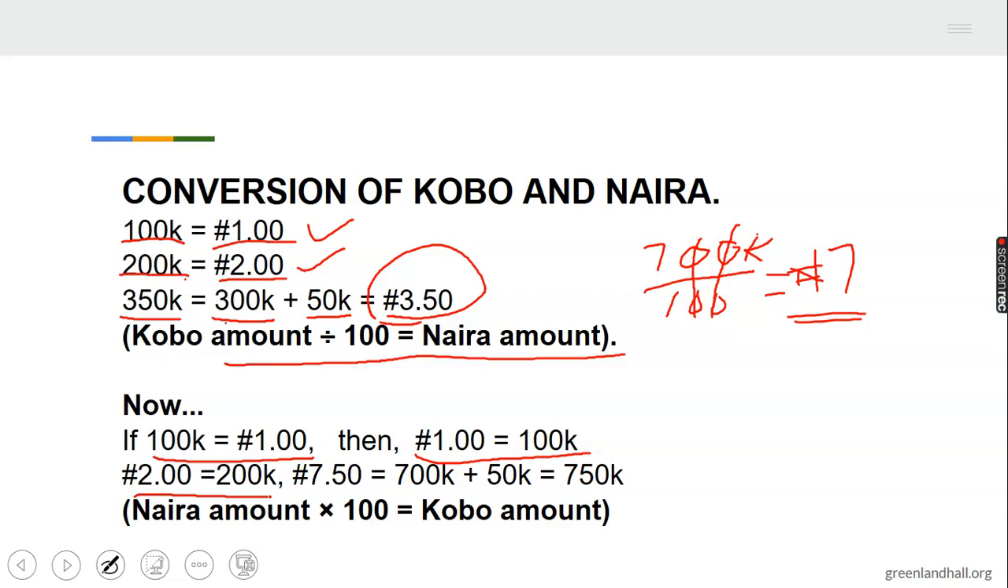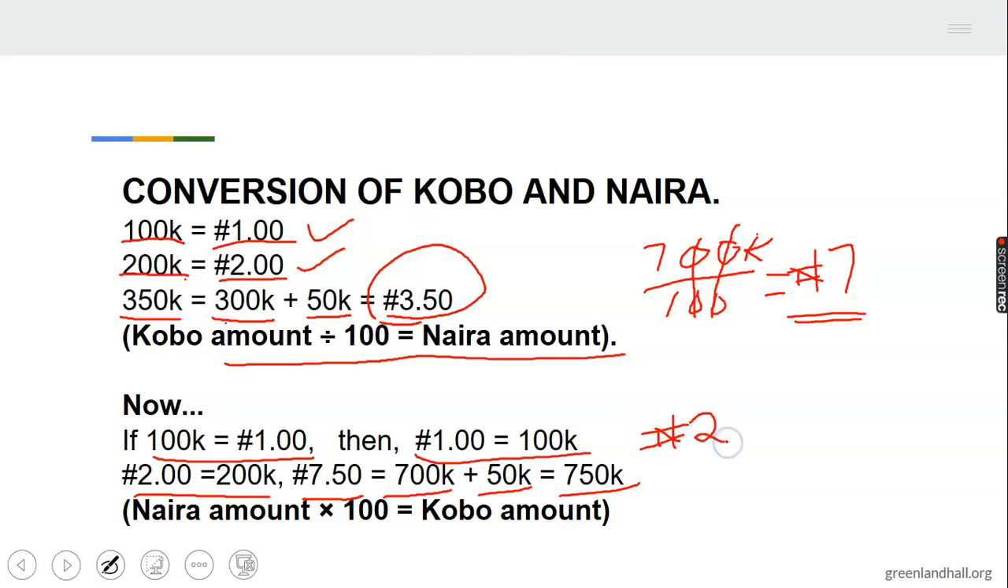And then we have 50 kobo here. So the 7 naira 50 kobo becomes 700 kobo plus 50 kobo. So you have 750 kobo. Or better still, to get your calculations quickly, to get your kobo, just take your naira amount. Like we have here, 1 naira is 100 kobo. Just take your naira amount. Let's say 2 naira.